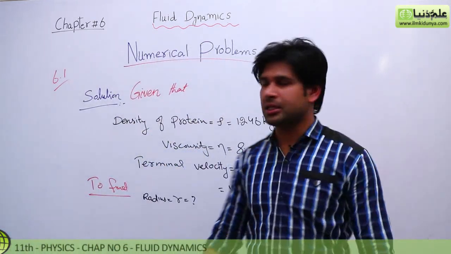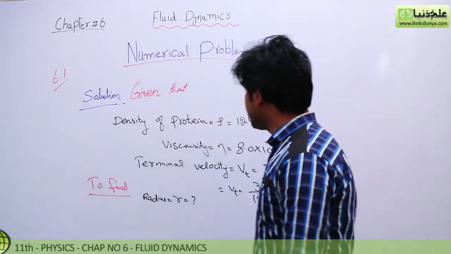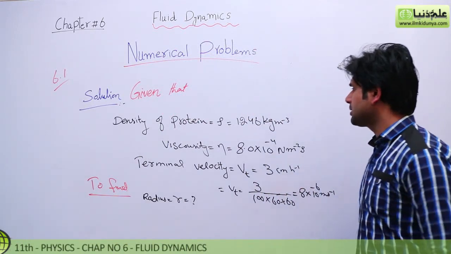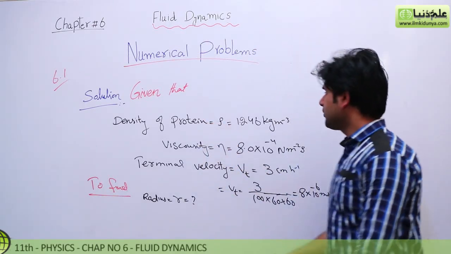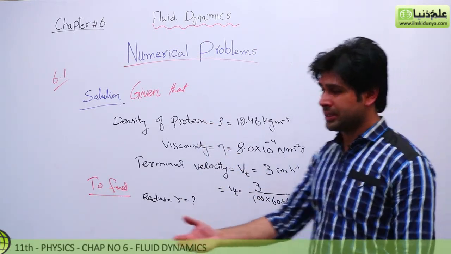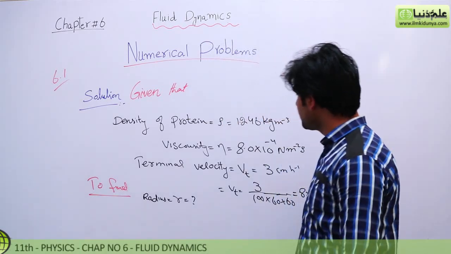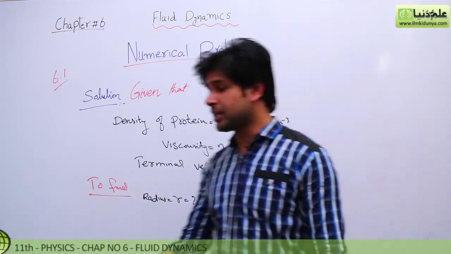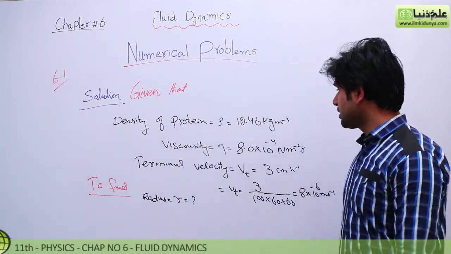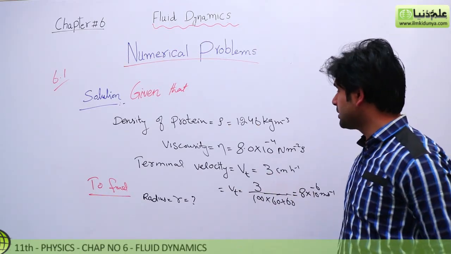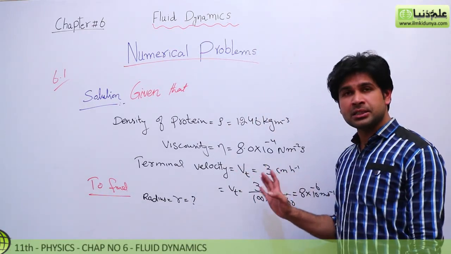Students, this is the information given in the statement of numerical problem 6.1. The given data is the density of the protein denoted as rho, 1.246, which is wrongly typed in your textbook as 1246. It should be 1.246 if you want to find the correct answer according to your book, so make the change. The coefficient of viscosity eta is given as 8.0 × 10 raised to the power minus 4 Newton per meter square second, and the terminal velocity is given as 3 centimeter per hour.